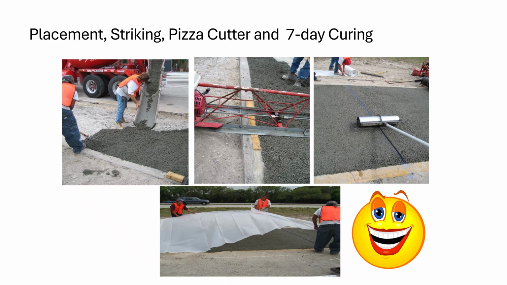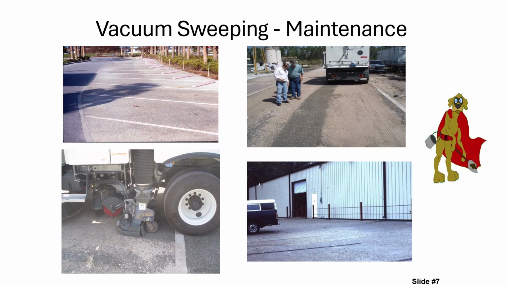When installing permeable pavement, it's crucial that the contractor adheres to standard procedures. These include precise placement of the materials, making appropriate separation cuts, often referred to as pizza cutting due to the tool used, to control cracking and allow for expansion. Following these steps, a critical 7-day curing time is necessary to ensure the pavement fully sets and achieves its intended strength and permeability. Permeable pavements require regular maintenance to ensure their continued effectiveness.